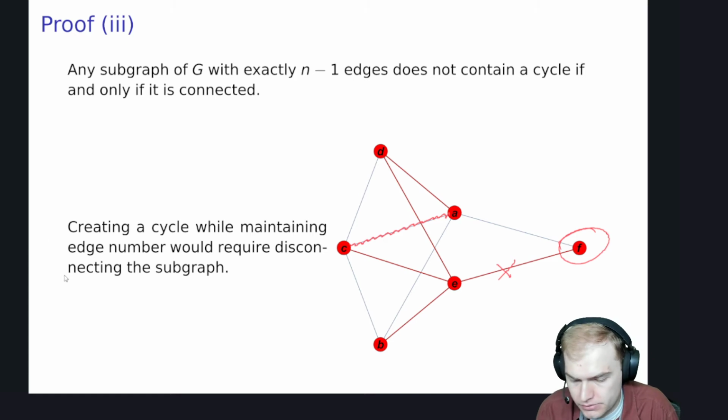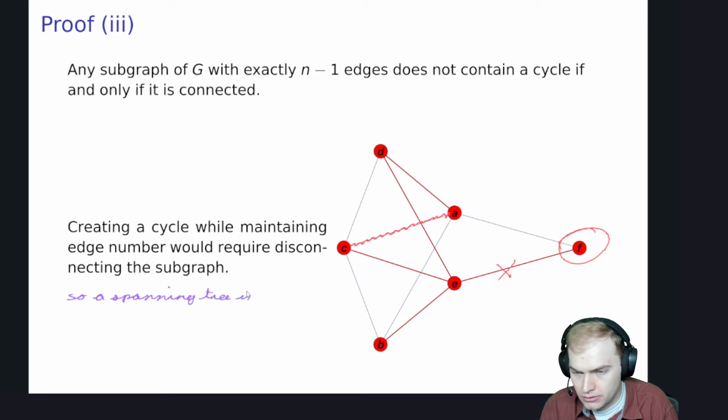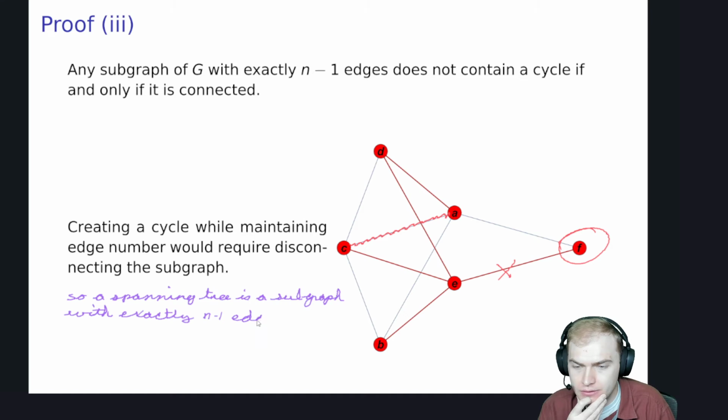So a tree, or a spanning tree, is a subgraph with exactly n minus 1 edges, such that the tree connects all nodes.